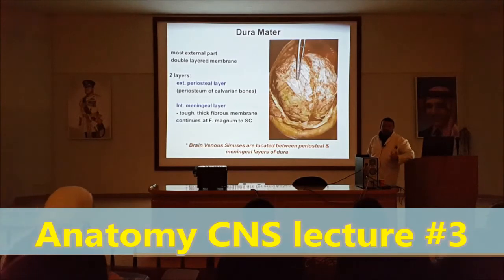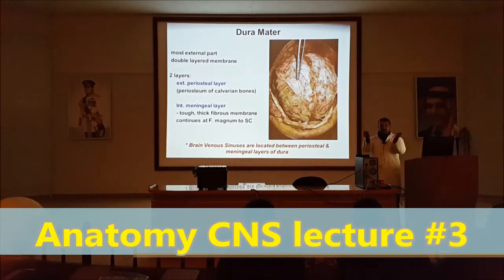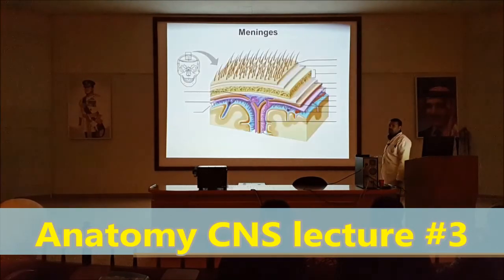But the dura mater covering the brain, the cranial dura, is made up of two layers: the periosteum of the cranial bones and the meningeal layer. But spinal dura is one layer, the meningeal layer only. The brain venous sinuses, as you see here, means large veins. These venous sinuses and the meningeal arteries are located between the periosteal layer and meningeal layer of the dura. This is one of the large venous sinuses of the brain, located between the periosteum and the meningeal layer of dura mater.